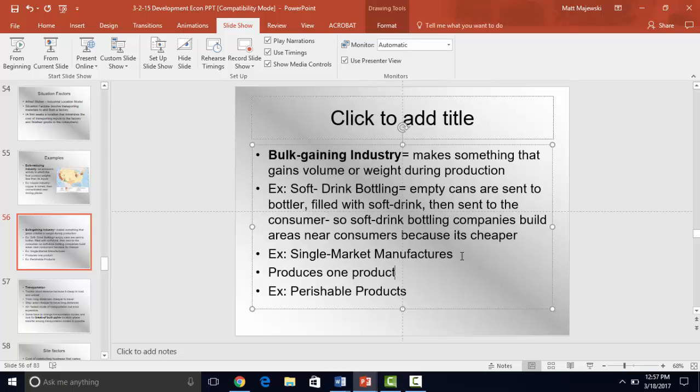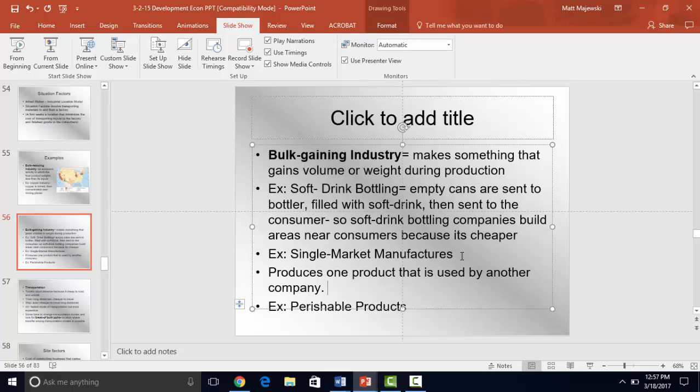A single market manufacturer produces one product that is used by usually another company, and so they really only have one buyer, one market, one individual or one company that buys their product. Usually it's because their product is used in that other company's larger product. So for instance, a lot of auto manufacturers don't build all the parts to their car.